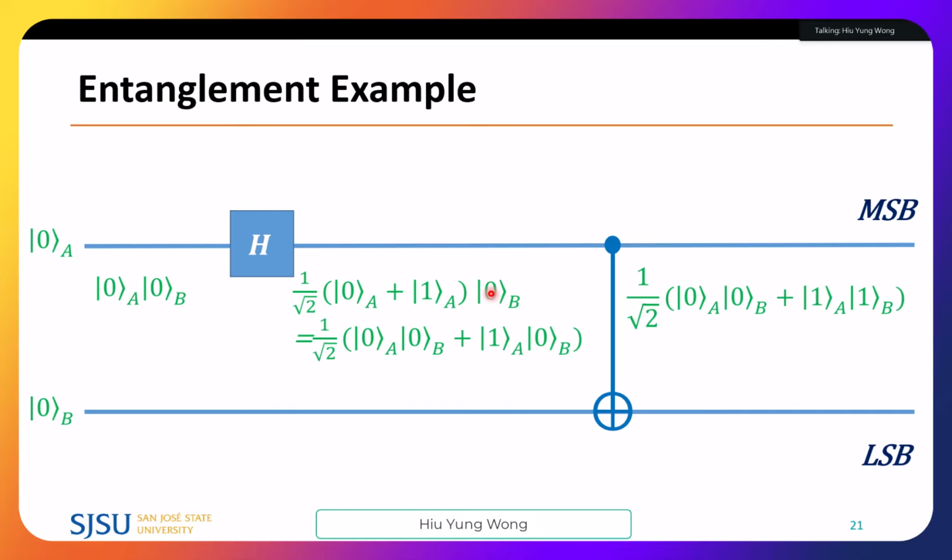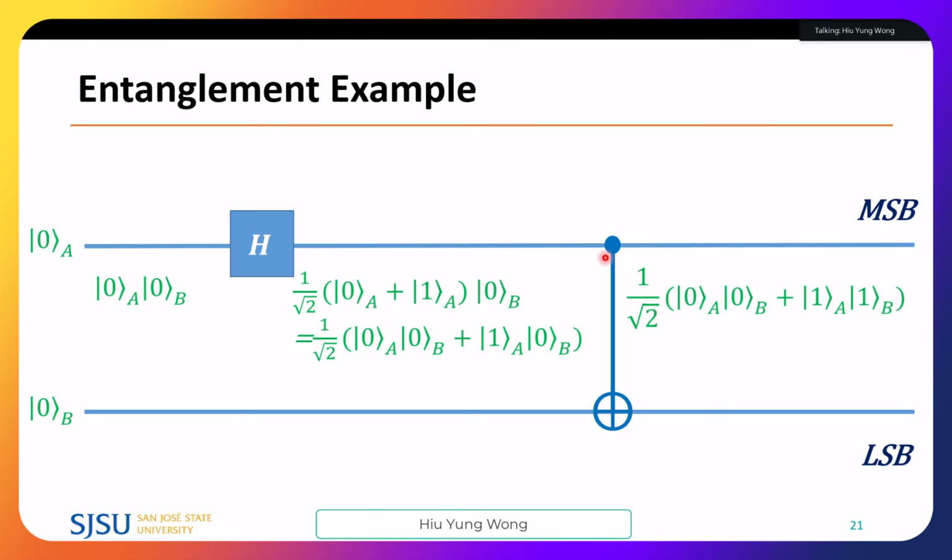You can do a distribution, just like what I told you earlier. This is just like a multiplication. 0 times 0 becomes 0, 0. 1, 0 becomes 1, 0, right? And then we apply the control NOT gate. Control NOT gate is what?